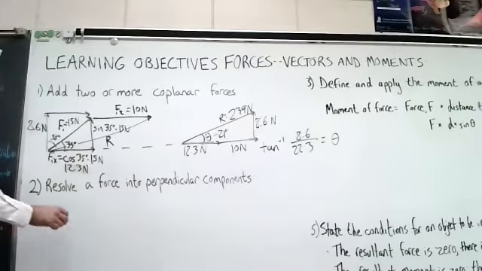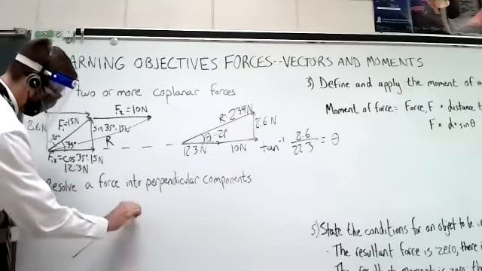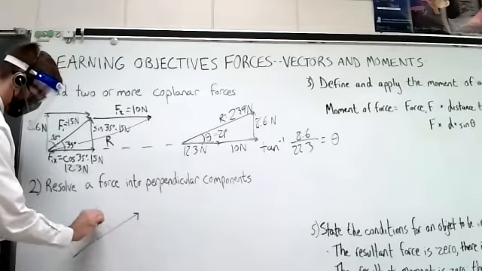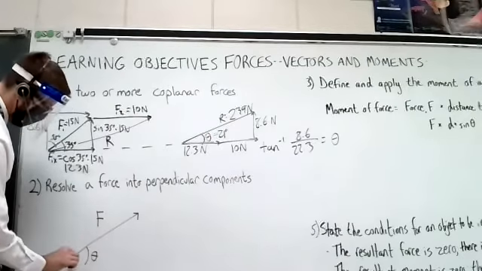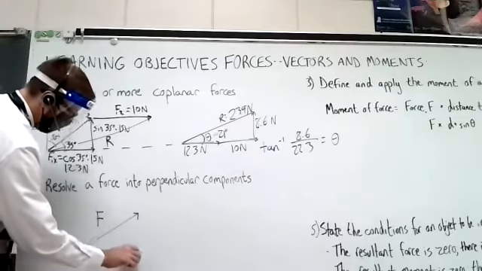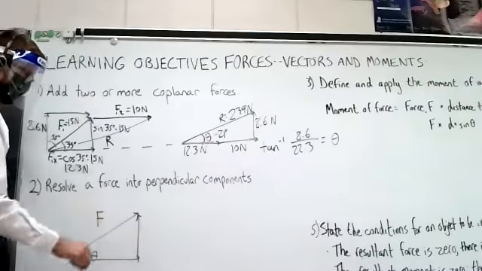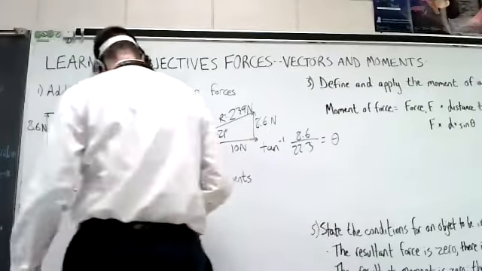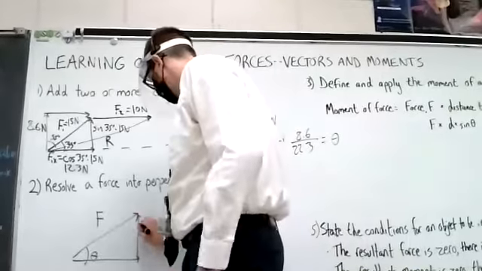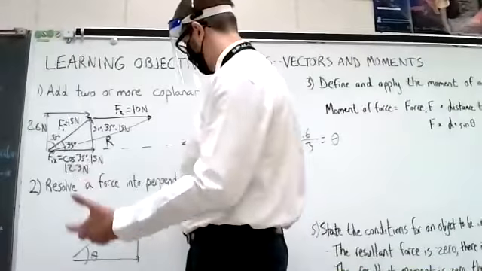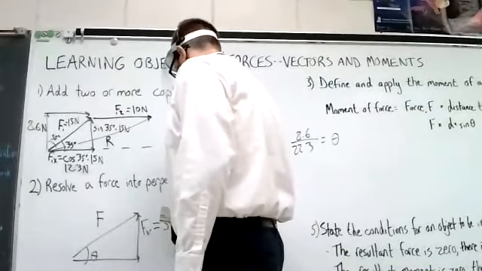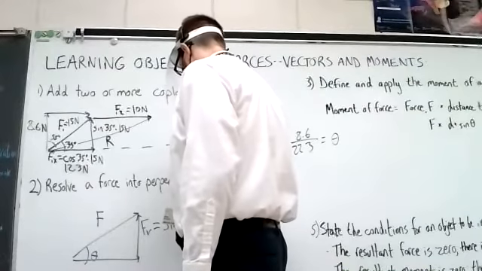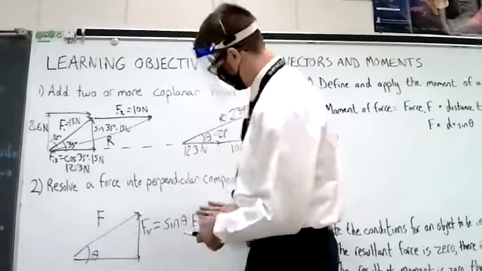So resolve the force into perpendicular components. We already kind of did that. Let's recap and have a good general figure here. If we have a force at some angle theta, we resolve it into perpendicular components using our trig definitions. And so the vertical component, the force in the y direction if you prefer, is going to be equal to the sine of theta times the force. I'm going to rewrite that.